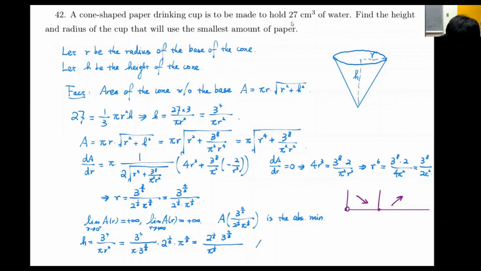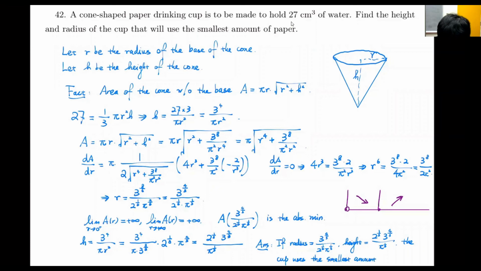So our answer is, well, the radius. So let me just write the following. So if the radius equals 3 to the 4/3 divided by 2 to the 1/6 pi to the 1/3, and the height equals 2 to the 1/3, 3 to the 4/3 divided by pi to the 1/3, then the cup uses the smallest amount of paper.